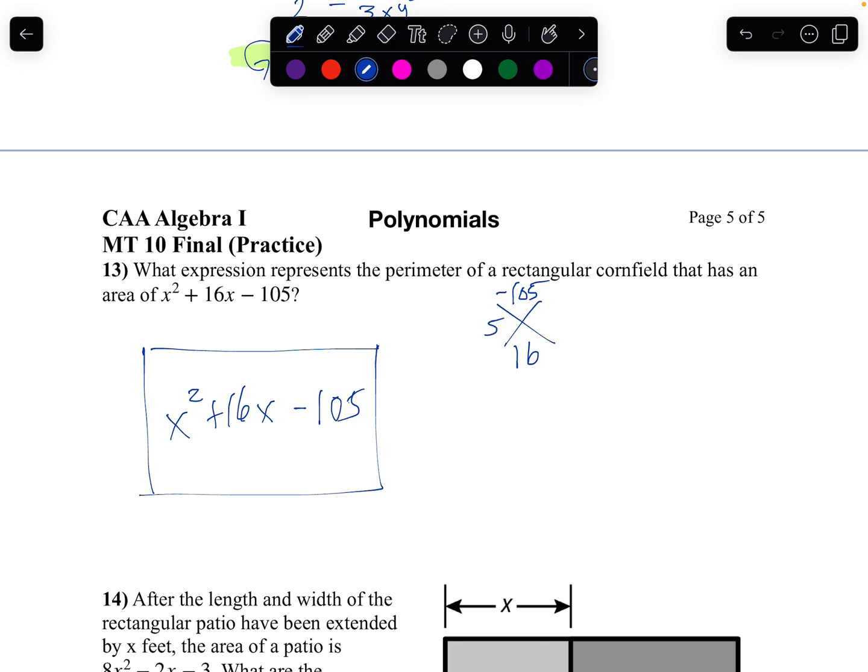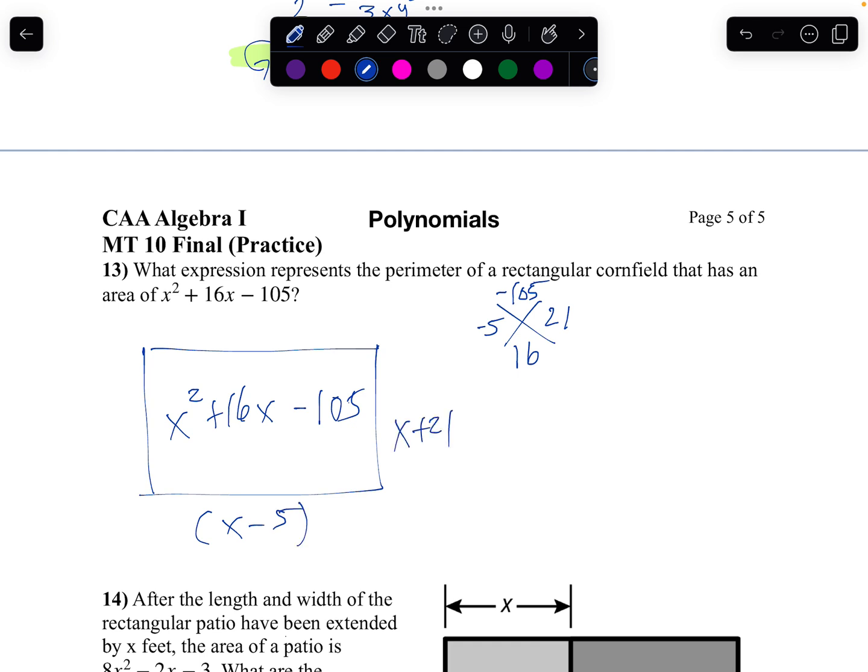Negative 105 divided by 5 is 21. 21 minus 5 is 16. Now I want the bigger one to be positive, so I want that to be negative 5. So in other words, it's all relative. I'm going to call my length x minus 5. I'm going to call my width x plus 21.